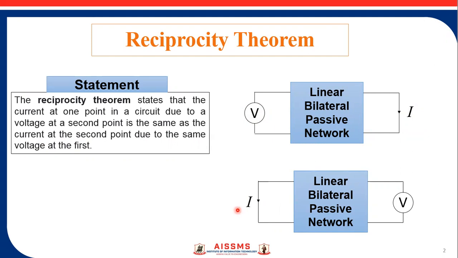Shifting. Now, the condition that must be satisfied while applying the reciprocity theorem is V1 divided by I2 equals V2 divided by I1. Let's see one example.